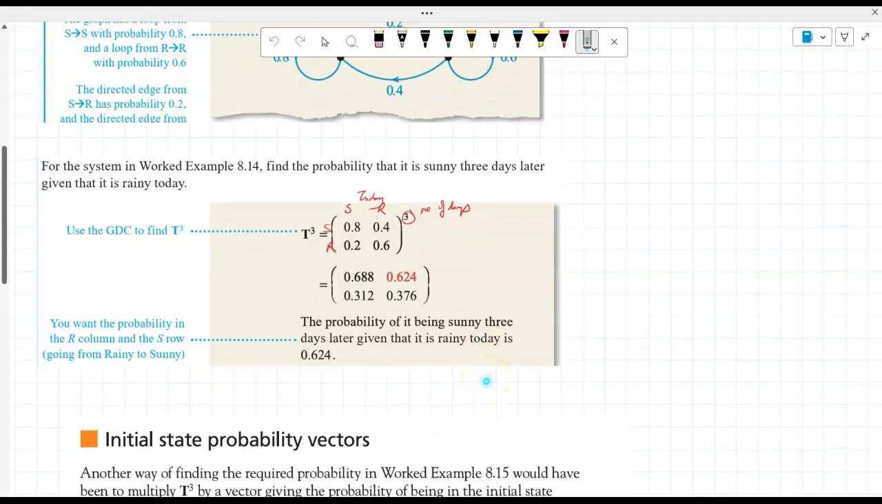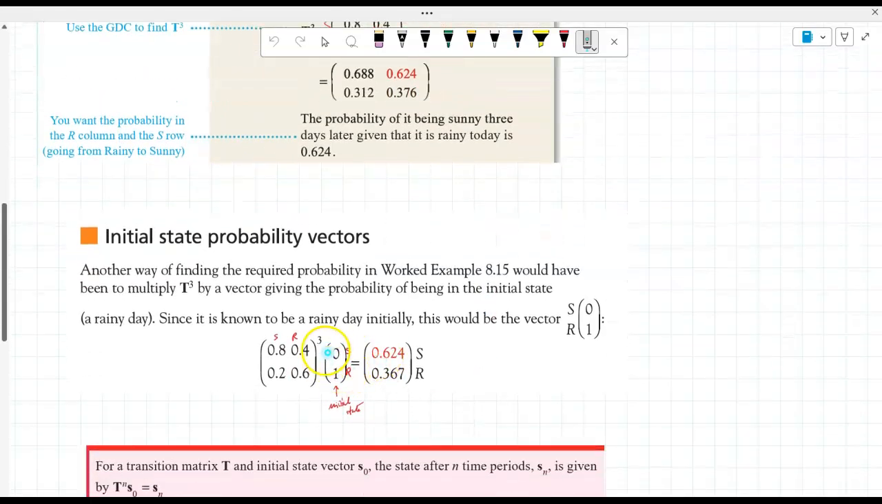Initial state probability vectors. We can also take the initial state as 0, 1. Is it always 0, 1? If it's sunny, rainy this way, then this will be sunny, rainy this way. If it's rainy today, you put 1 over here. If it's sunny today, you put 1, 0. Present is 1, absent is 0, like your logical circuits. Then you multiply, remembering the rows with columns.